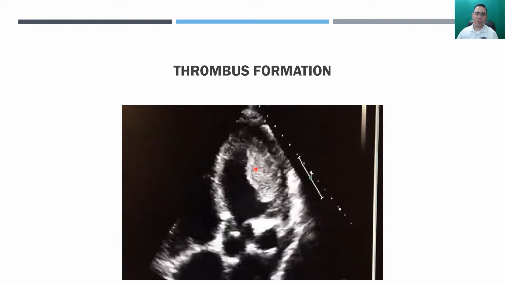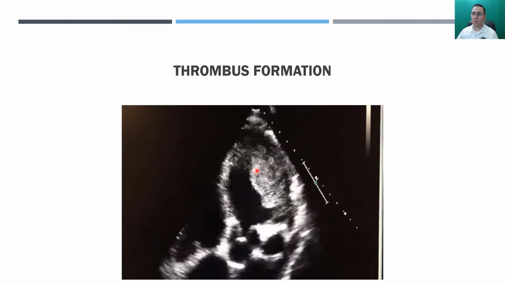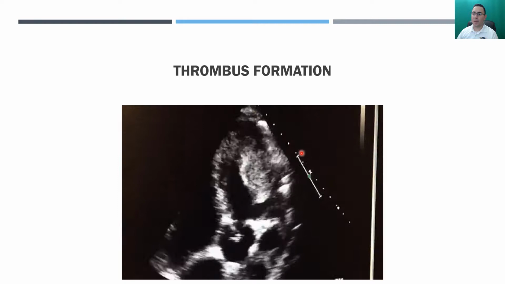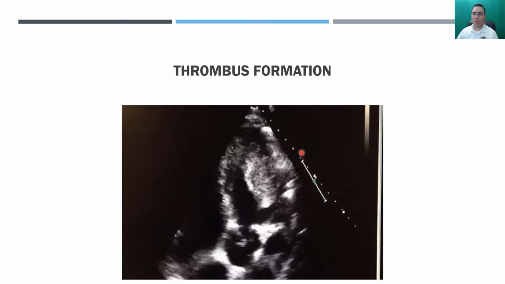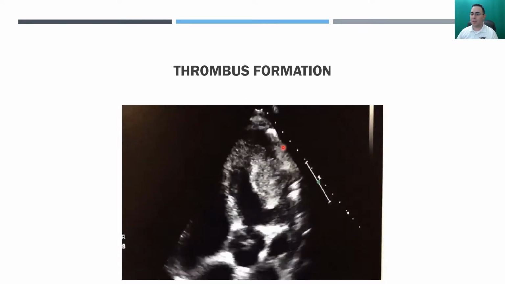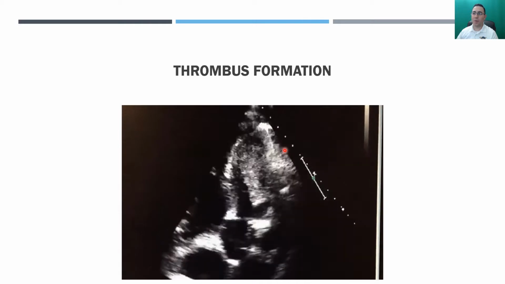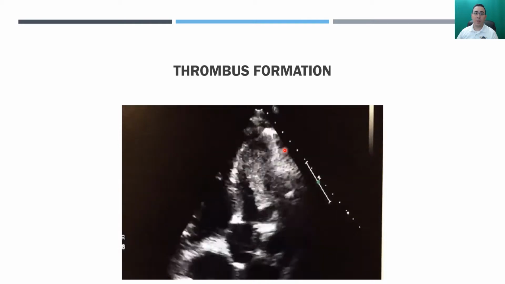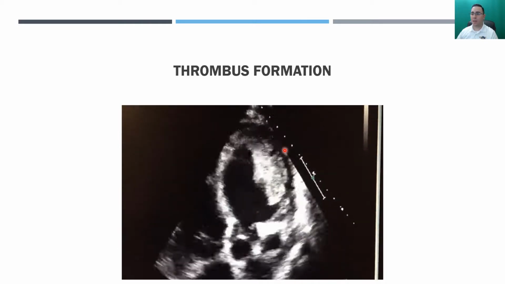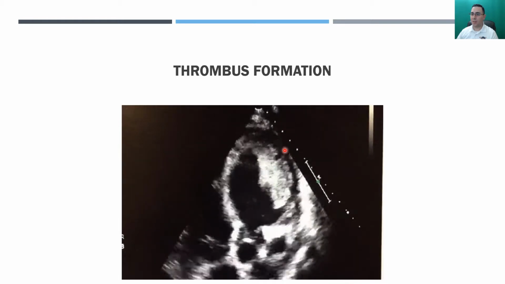So it's hard to sometimes differentiate thrombosis. That's why contrast bubbles help. They help, but thrombosis could be another complication of this.